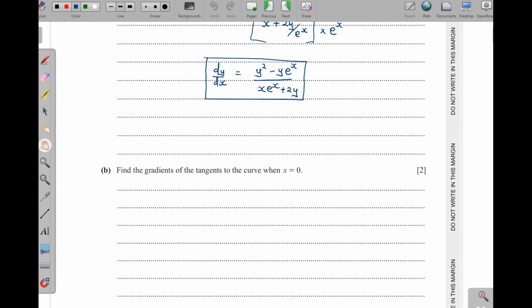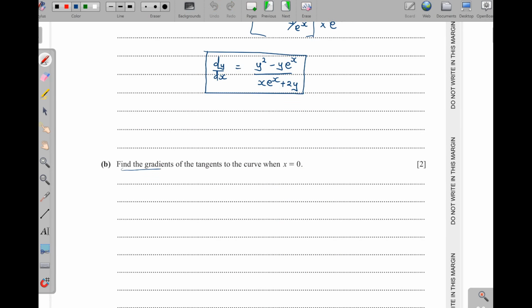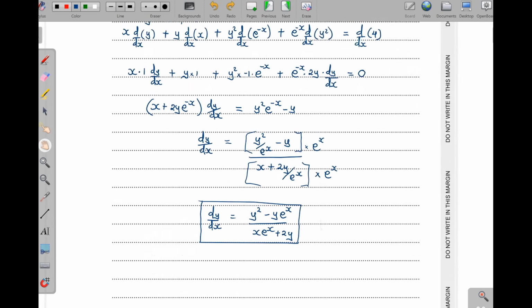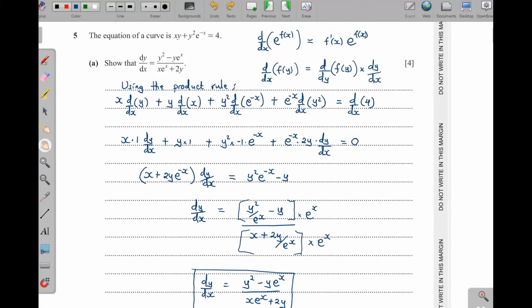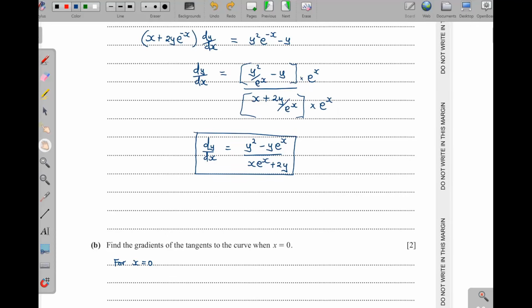All right. Then part B, they're saying find the gradients of the tangents to the curve when x is equal to 0. So when x is equal to 0, what is y? Because when we are getting the gradient of a tangent, we substitute into dy dx, and here we can see that there is a y coordinate. So we can substitute into the equation of this curve, which is xy.